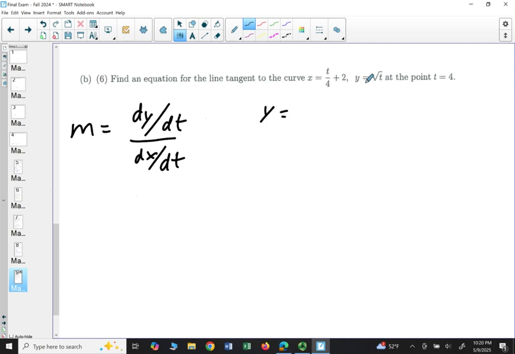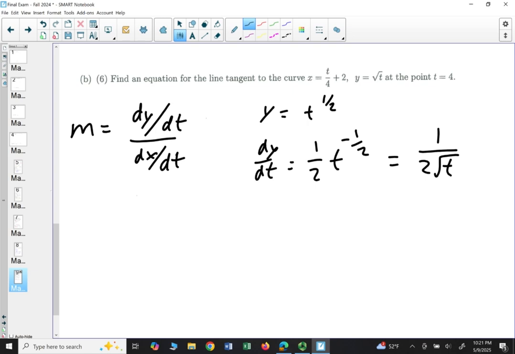Alright, so let's get our dy dt from our y. Right, so if y equals square root of t, which is t to the 1/2, that means dy dt would be 1/2 t to the minus 1/2, which means we have 1 over 2 square root of t. So that's our dy dt. And then dx dt, very basic, is just 1/4. Okay, so let's get our slope then. Dy dt, 1 over 2 square root t over 1/4.